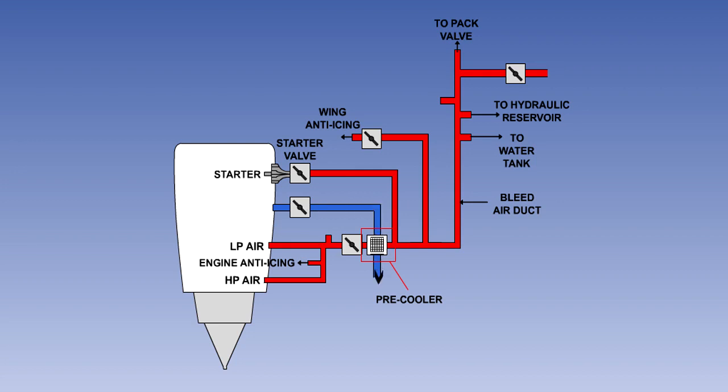The air from the compressor is too hot for its required purpose, so it is passed through a pre-cooler in order to reduce its temperature. This usually takes the form of a cooling matrix, with engine fan air being used as the cooling medium. The control valve modulates to vary the amount of fan air passing through the cooler, and thus control the temperature of the bleed air at a predetermined level, usually about 175 degrees Celsius.